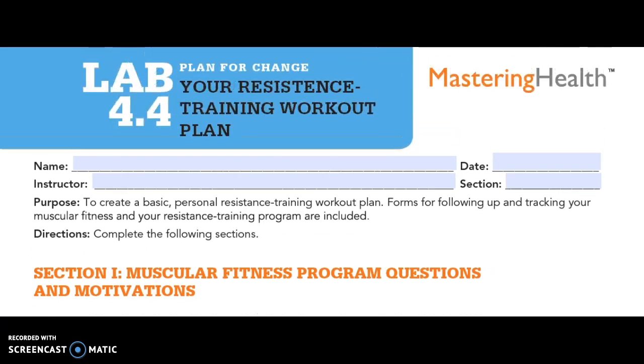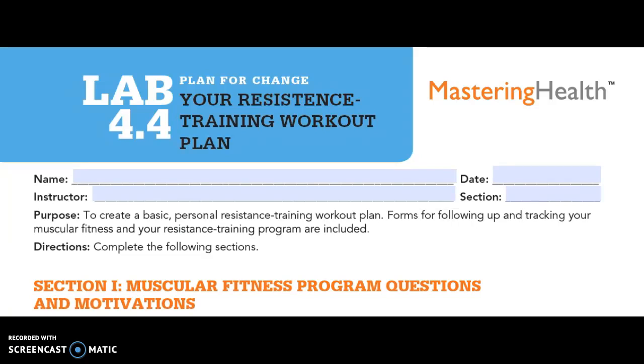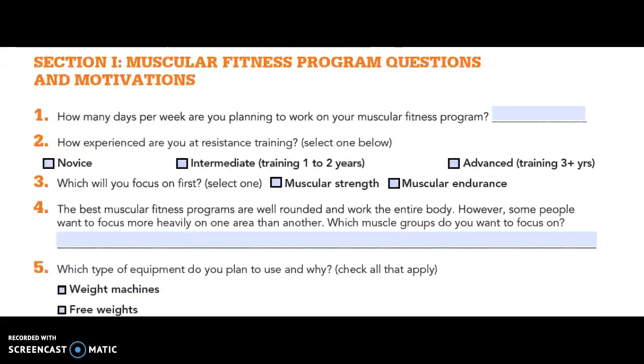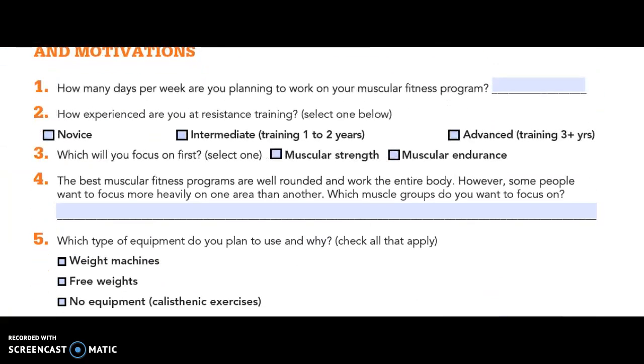What I've included here is Lab 4.4. This is the actual resistance training program that you were supposed to design. The first thing that you needed to do was talk about how much time per week you have free to actually do exercise. For some of you, you've chosen a 4-day a week workout. I have 2 people who've chosen a 6-day a week workout, and if that's the case, that's absolutely fine.